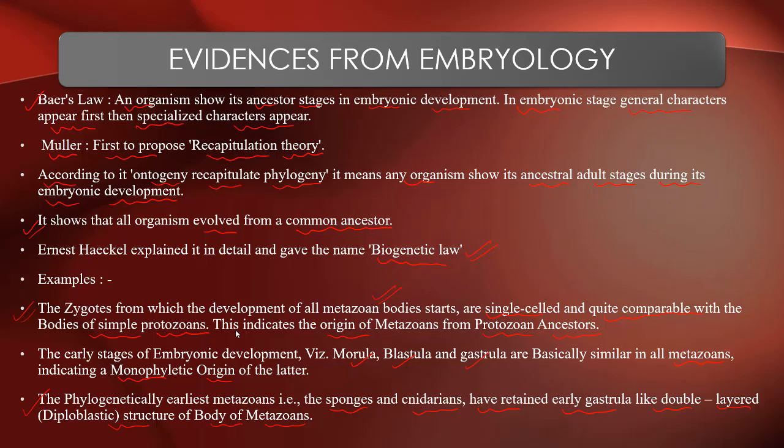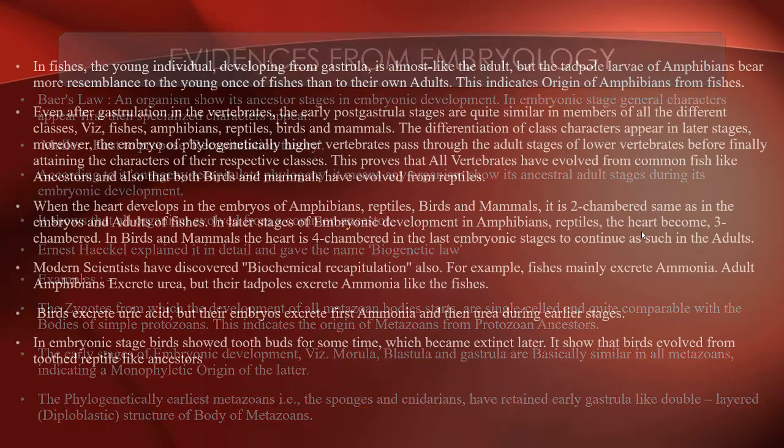Okay, the sponges, the cnidarians, they are diploblastic. We were also diploblastic in the embryological stage, so it is a similarity. Earlier stages of embryonic development like morula, blastula, gastrula are the same for all the metazoans. This shows monophyletic origin, meaning the source of origin is the same. So now we are going to discuss the next slide.